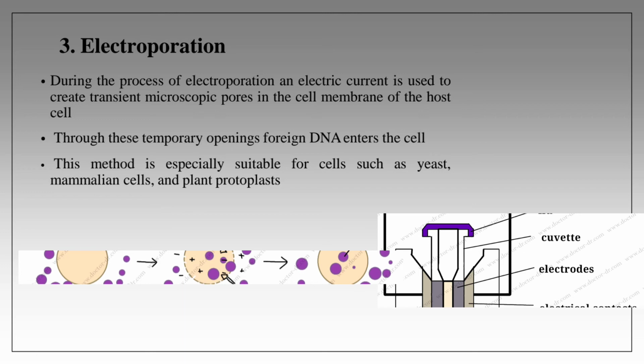Electroporation. During the process of electroporation, an electric current is used to create translucent microscopic pores in the cell membrane of the host cell, as you can see in the diagram. Through these temporary openings, foreign DNA enters the cell. This method is especially suitable for cells such as yeast, mammalian cells, and plant protoplasts.